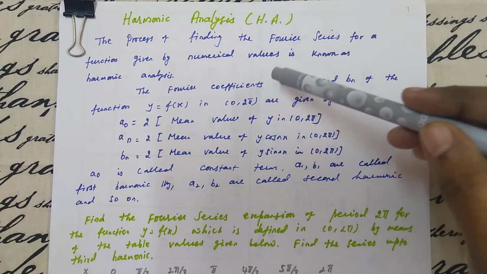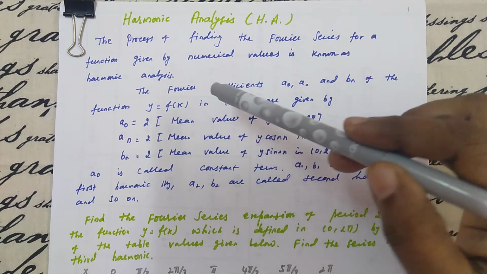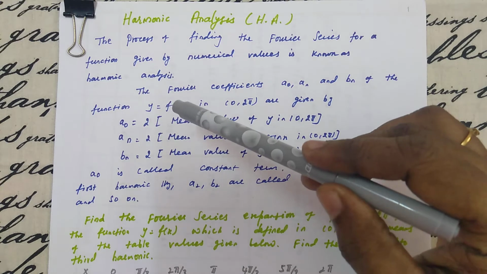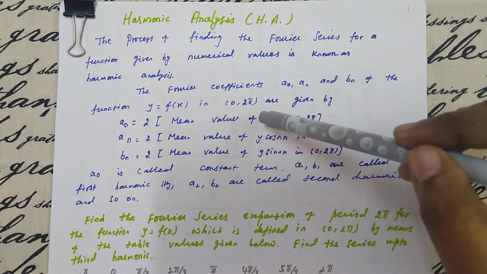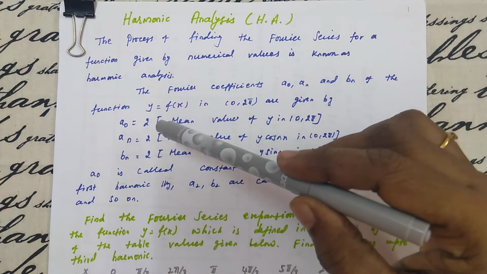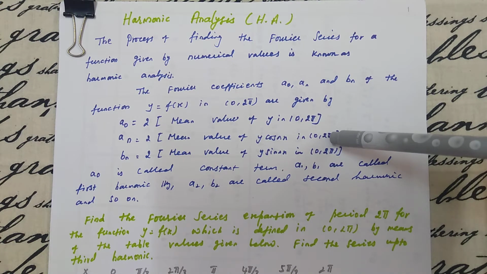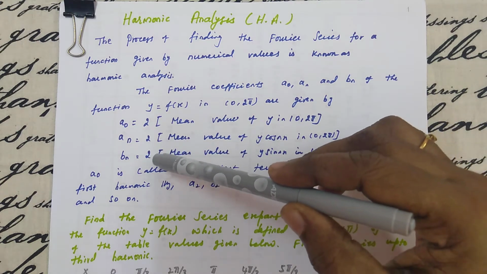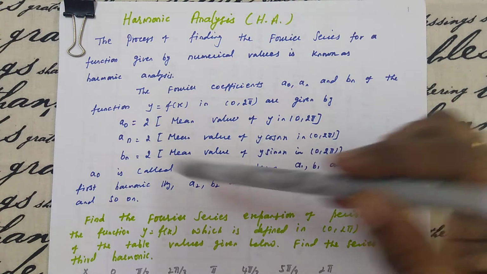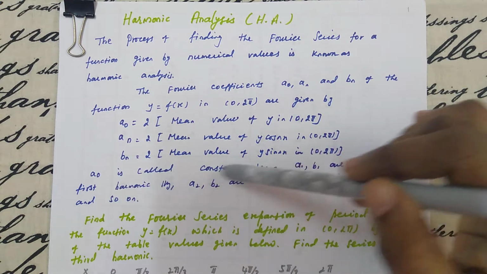So the Fourier coefficients a0, an and bn of the function y equal to f of x in 0 to 2 pi are given by a0 equal to 2 into the mean value of y in 0 to 2 pi, an equal to 2 into the mean value of y cos nx in 0 to 2 pi, bn equal to 2 into the mean value of y sin nx in 0 to 2 pi. Here a0 is called the constant term.